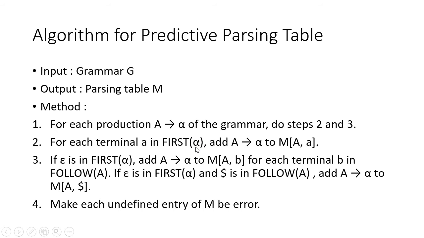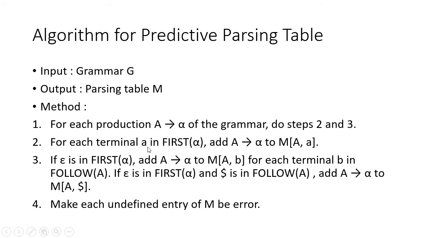For each terminal a in first of alpha, add A derives alpha to M[A, a]. So for each terminal a in first of alpha, that means in the first of alpha, any terminal there, you add it directly to M[A, a]. And if epsilon is in the first of alpha, and A derives alpha, add A derives alpha to M[A, b] for each terminal b in follow of A. If epsilon is in first of alpha and dollar is in follow of A, then add A derives alpha to M[A, $]. Make each undefined entry of M be an error. Now let us look at what this really means.